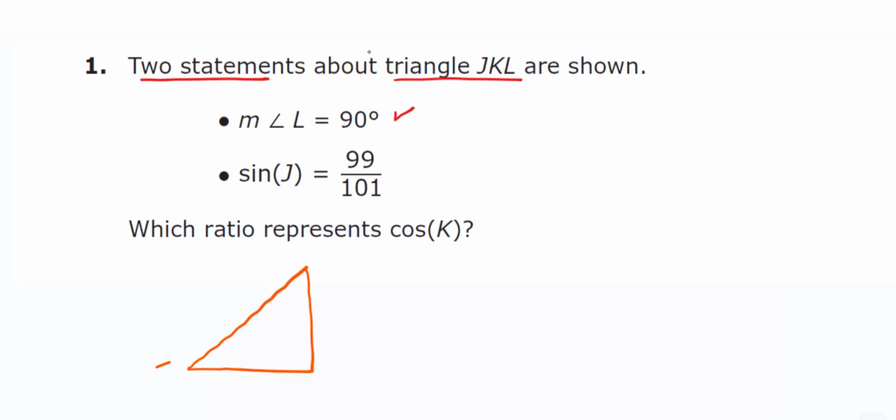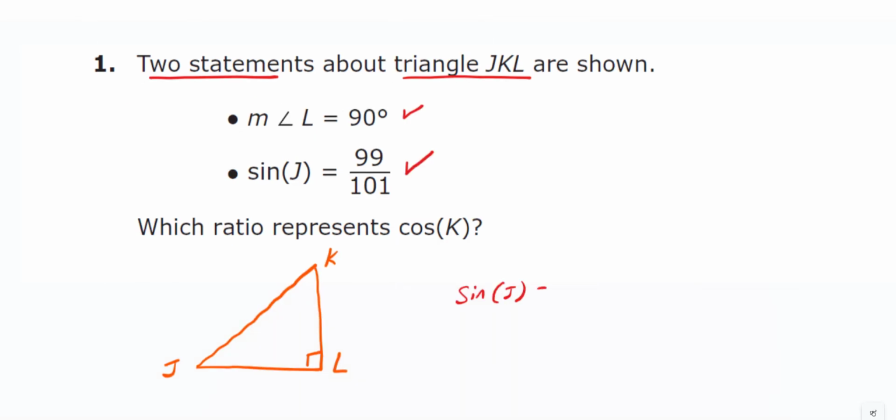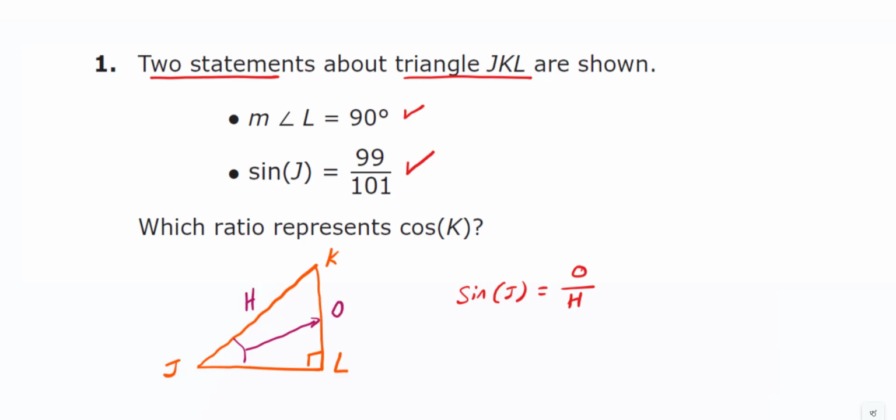The second piece of information tells us that sine of angle J is 99/101. Now, remember, sine is the ratio of the opposite side to the hypotenuse. So, if sine of J is 99/101, that means the side opposite angle J is 99, and the hypotenuse is 101.